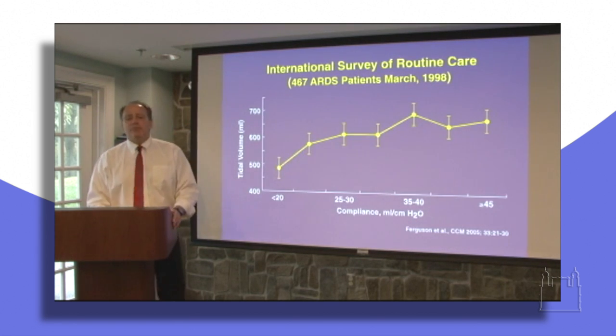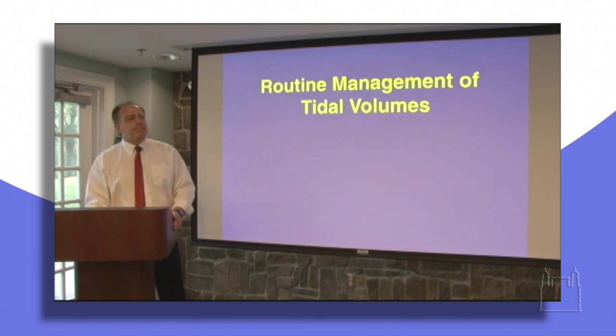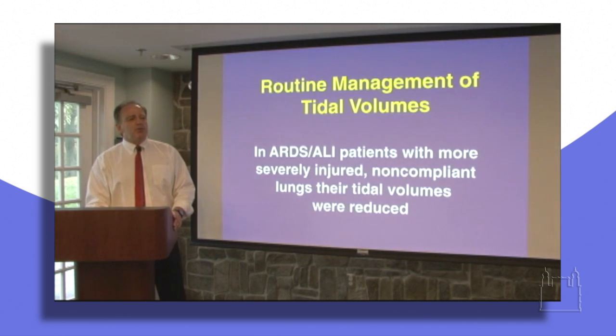This is another set of data that was taken by Esteban in Madrid. He called hospitals in North America, South America, North Africa, all around the world, and over 2 weeks asked them what the ventilator settings were. And what they found was that as compliance decreased, that means the lung is stiffer and usually more damaged, physicians around the world lowered tidal volumes. So routine management of tidal volumes worldwide was that in patients with more severely injured, non-compliant lungs, their tidal volumes were reduced.